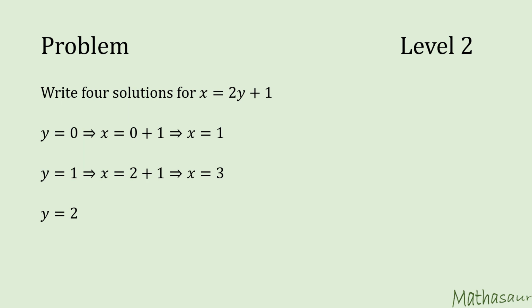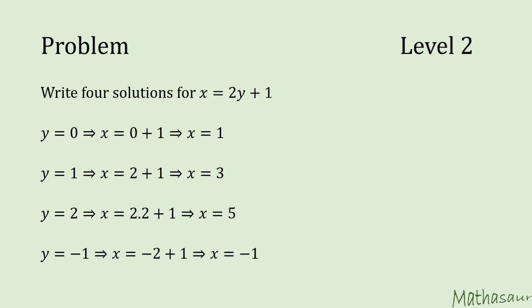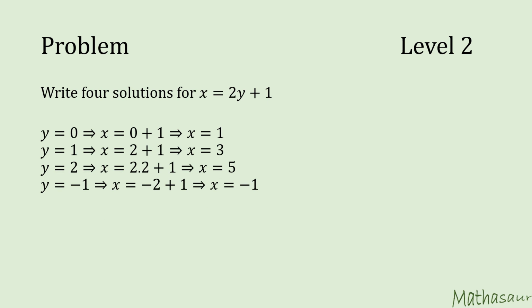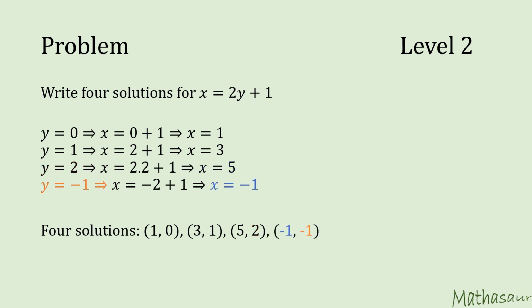Let's put y equals 2 and we get x equals 5. For a change, let us take a negative value for y as -1 and we get x equals -1. Now this method is very similar to trial and error, where we are just putting values for one of the variables and finding out the corresponding values for the other variable. Alright, so the 4 solutions for this equation are 1, 0, 3, 1, 5, 2 and -1, -1.